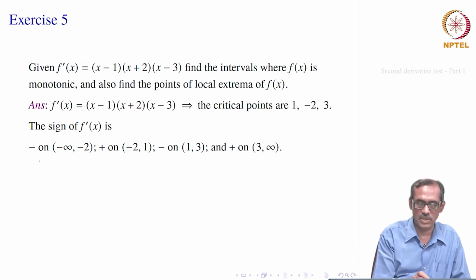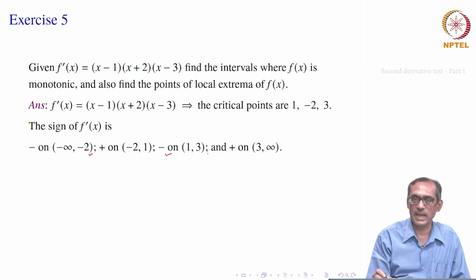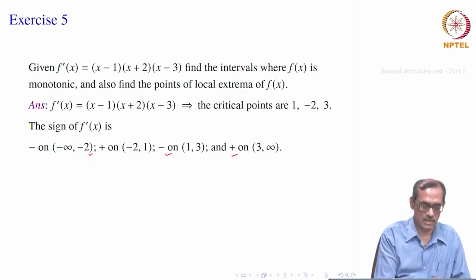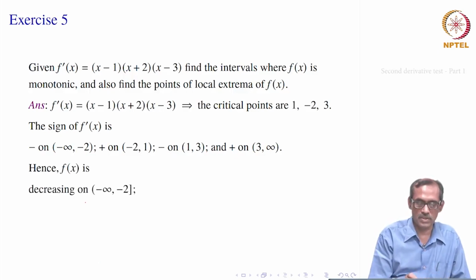So, f prime is really changing sign at minus 2, from minus to plus, it is changing sign at 1 from plus to minus, and at 3 from minus to plus. Everywhere it is changing sign, but the nature is different. So f(x) is decreasing, since f prime remains minus on minus infinity to minus 2. So, f is decreasing on minus infinity to minus 2.